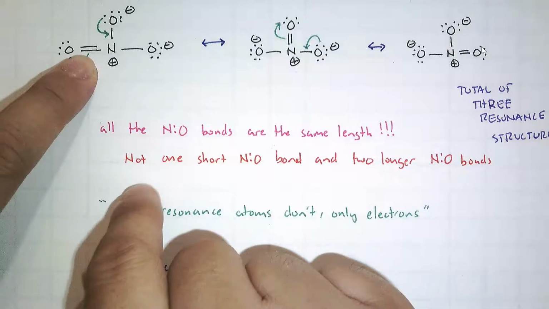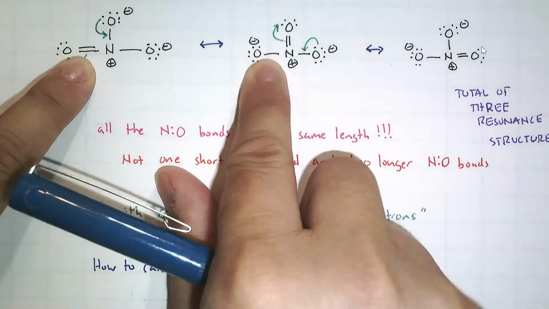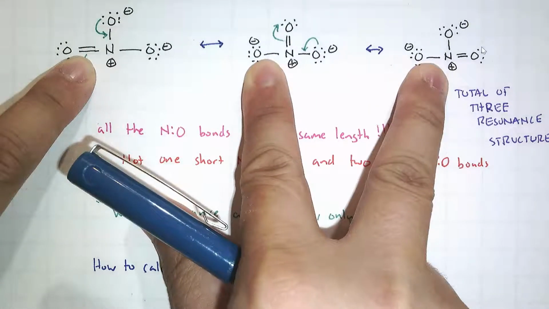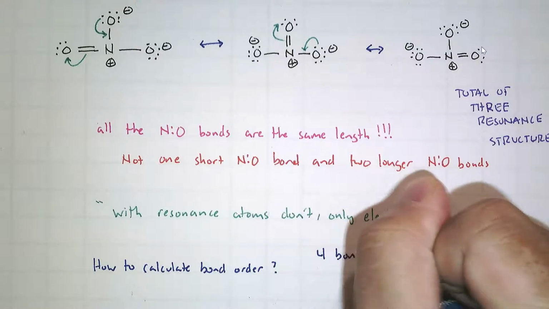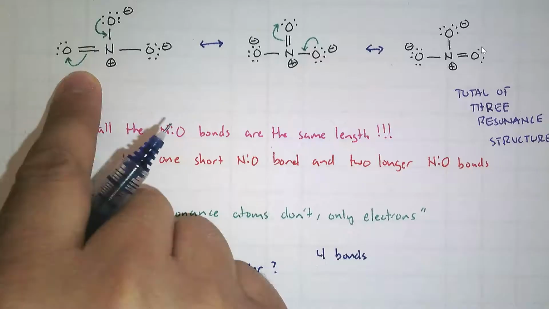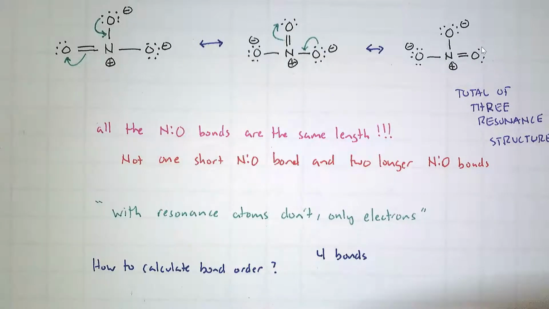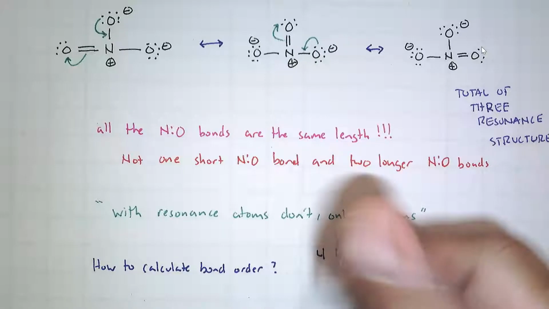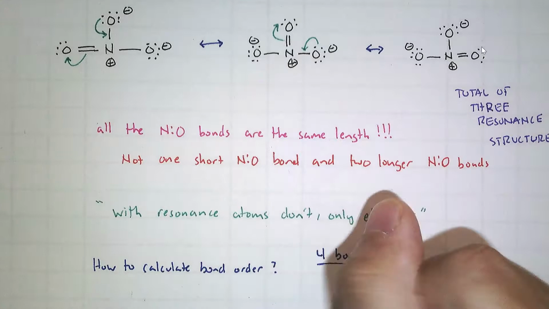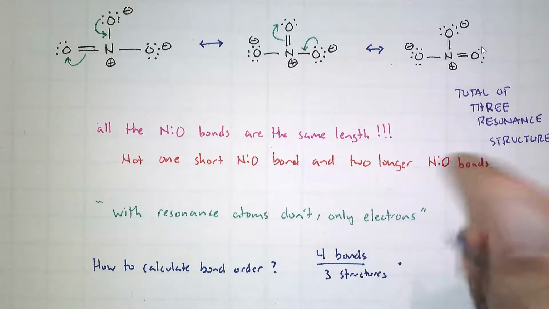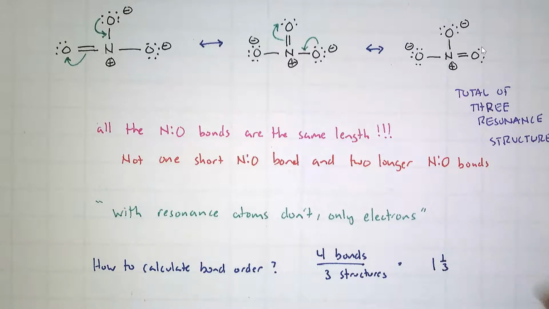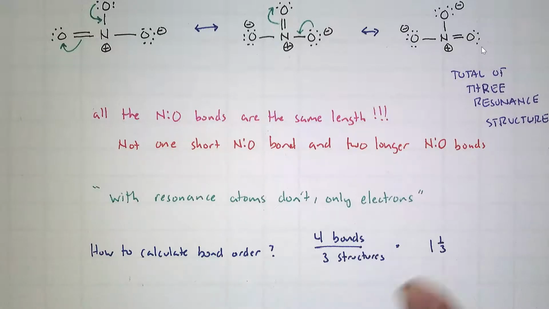You have 2 bonds here, you have 1 bond there, and you have 1 bond there. So you have a total of 4 bonds. But again, you're only looking at one of the oxygens, and it doesn't matter which one. But those 4 bonds exist over 3 resonance structures. So we're taking the average. 4 bonds, 3 structures. That equals 1 1/3, and that's your bond order.